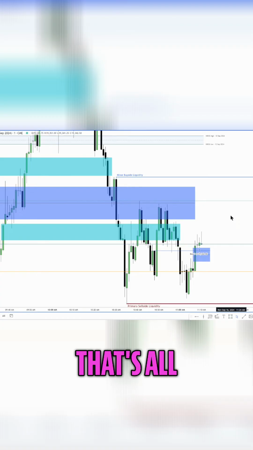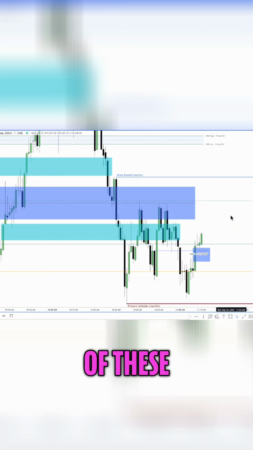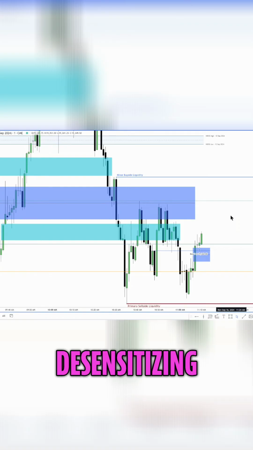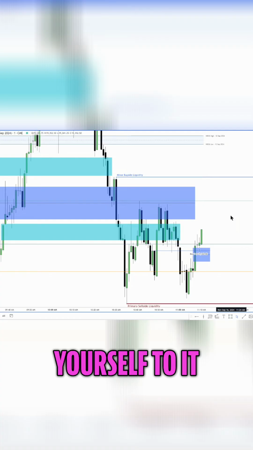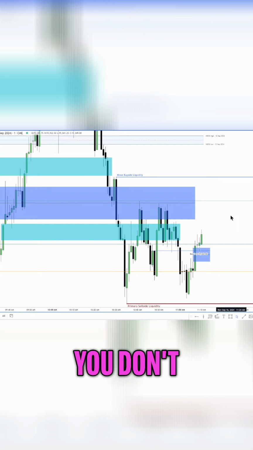And you do this as many times as you can afford to do it in your study, that's all. The lower time frames will give you more opportunities so that we can do a lot of these types of exercises. It's not a matter of being right or wrong. It's a matter of desensitizing yourself to it. You don't want to be in here trying to be accurate on every single one because it's not realistic for you, Caleb. You don't know what you're doing.